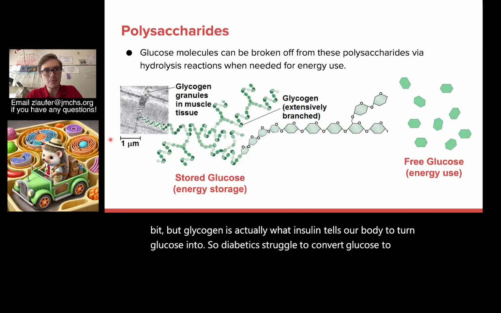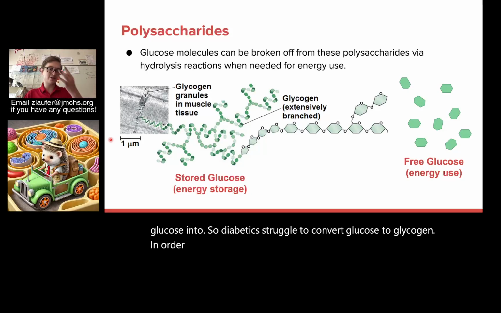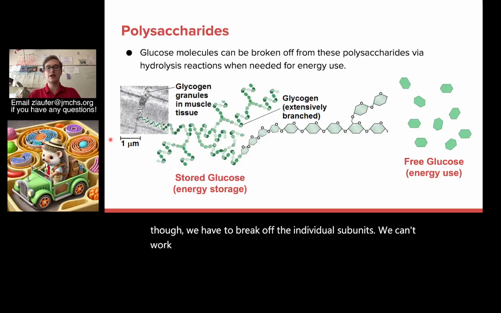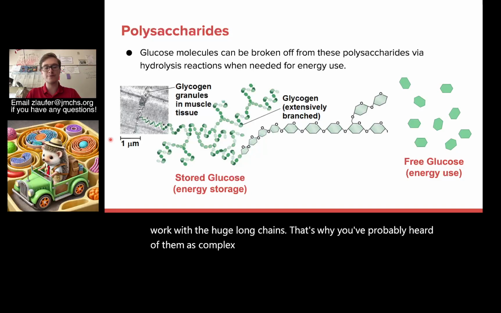In order to actually use the energy in these polysaccharides, though, we have to break off the individual subunits. We can't work with the huge long chains. That's why you've probably heard of them as complex carbohydrates, which is how they're referred to in nutrition land, because they take time to break down.